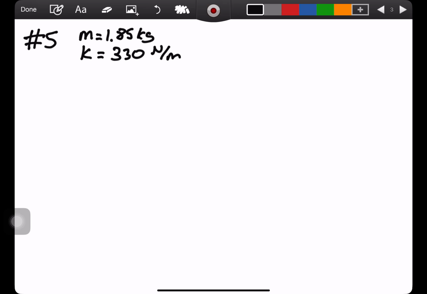And so think about kx. If k is in newtons per meter and x is in meters, then kx is newtons per meter multiplied by meters, which would be newtons, which would make sense because force is in newtons.